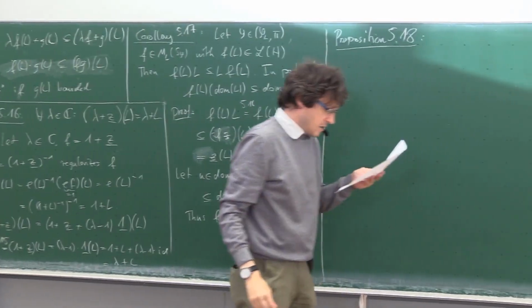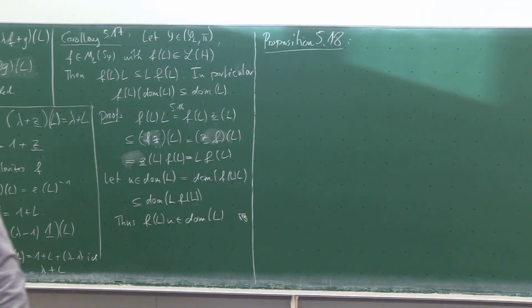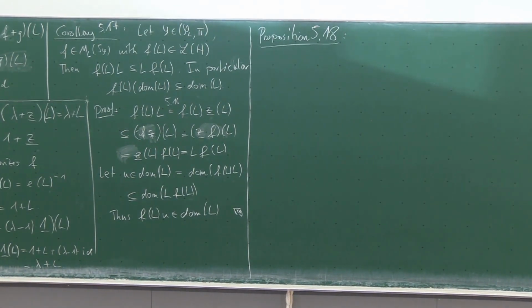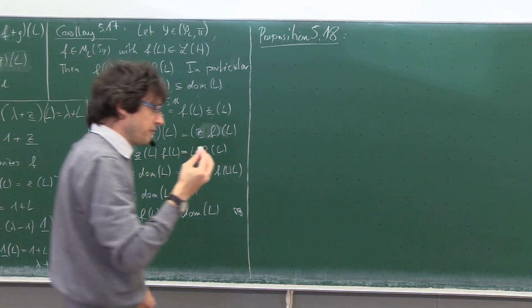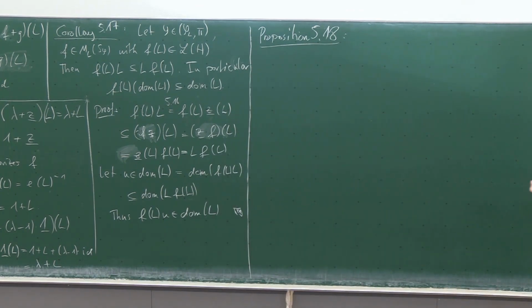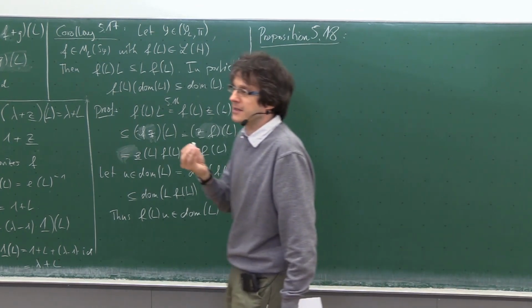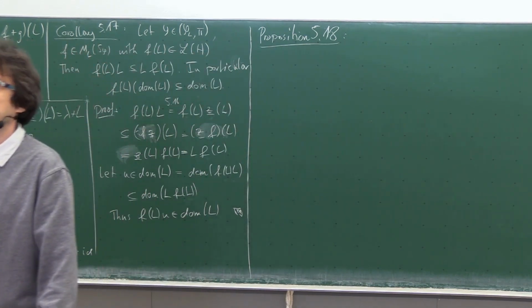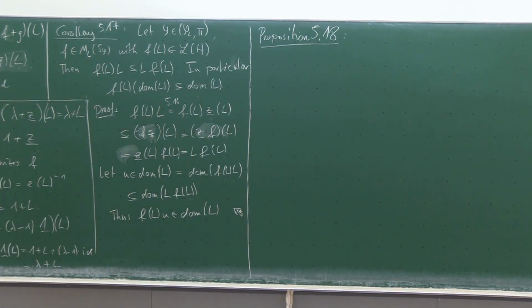giving you criteria, so sufficient conditions, for the function f to be regularizable. The nice thing about these criteria is that you can decide them by just looking at f. You do not have to search for regularizers. You just look at f and you say, okay, this is fulfilled or not.